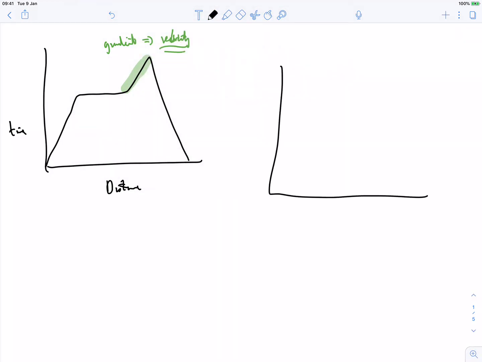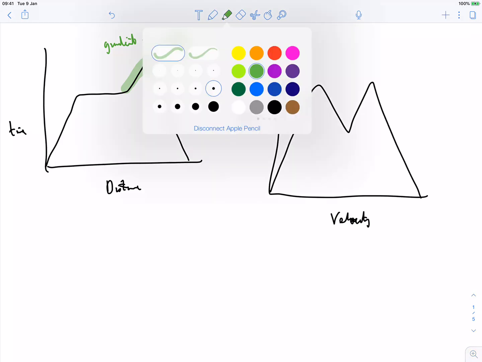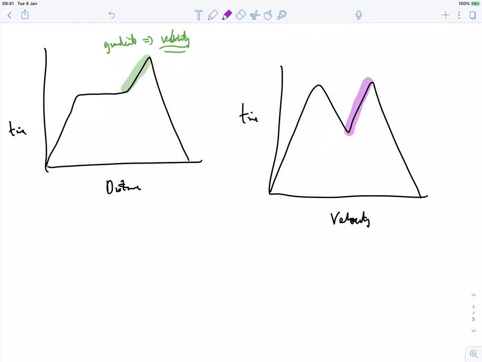Similarly, if I've got now a velocity time graph, and this is going to be really important as well, then the gradient of a velocity time graph is actually the acceleration. And now, interestingly, the area underneath a velocity time graph is the displacement.